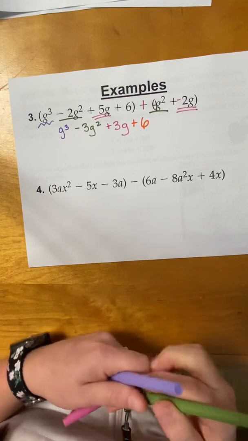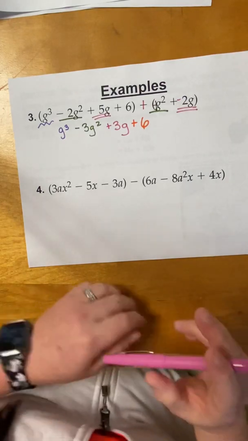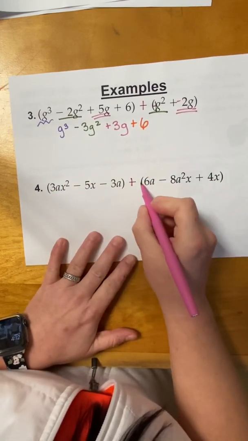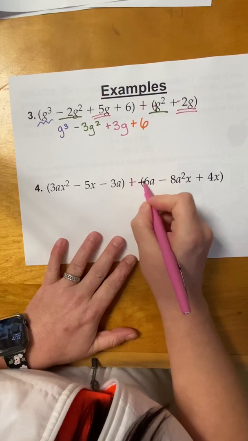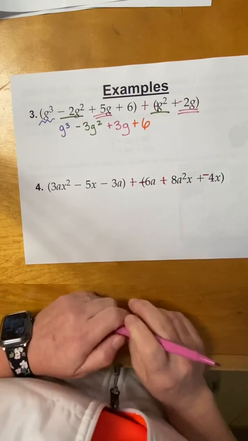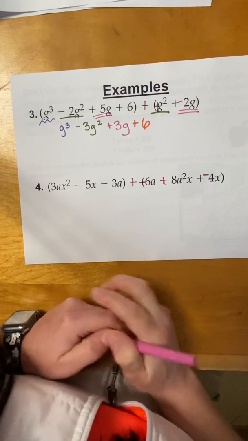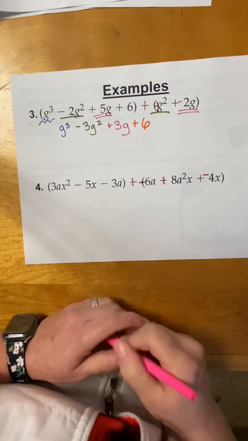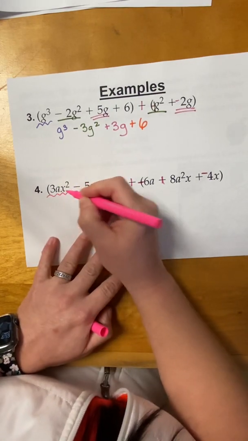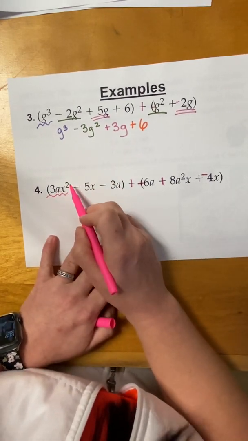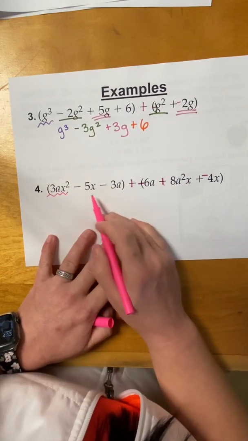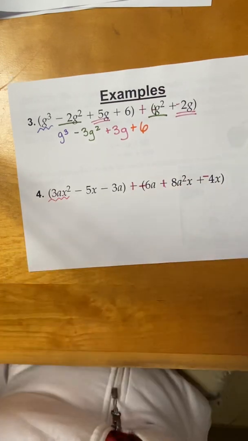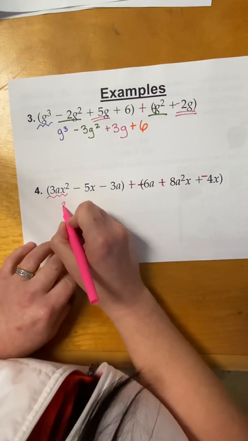Let's look at the next one. Again, it's subtraction, so we're going to do keep, change, and this time we have 3 terms, so it's going to be changeity, change. All right, and then we want to combine like terms. So we've got a 3ax squared. So I have to have an ax squared to put with this. So we're looking. Here's a squared x, but these are not like terms. So there's nothing that can go with my 3ax squared. So I'm just going to drop it.